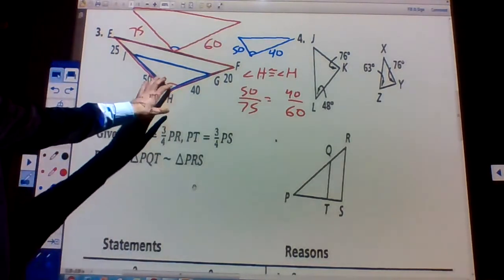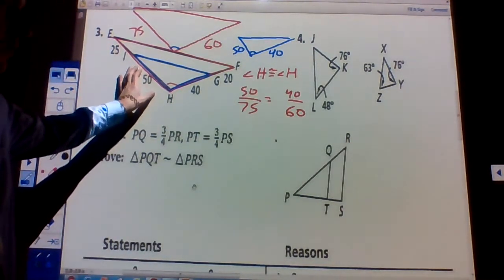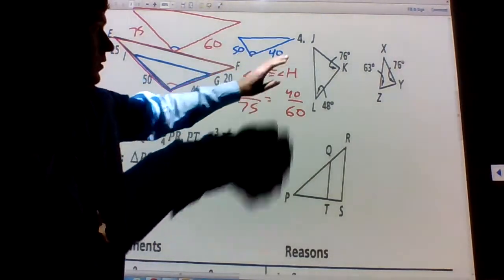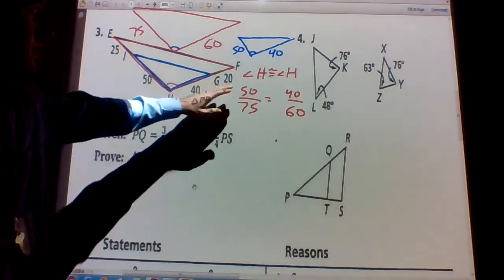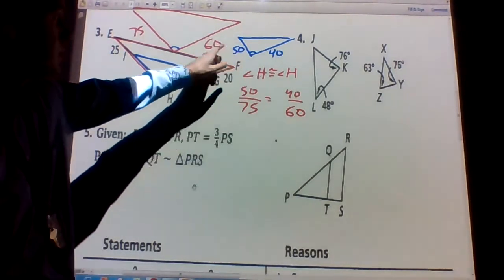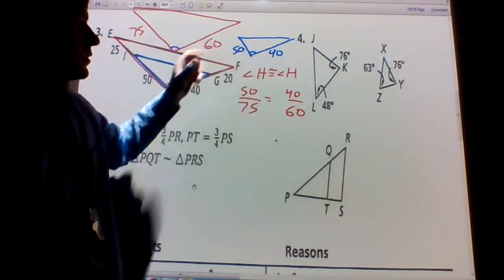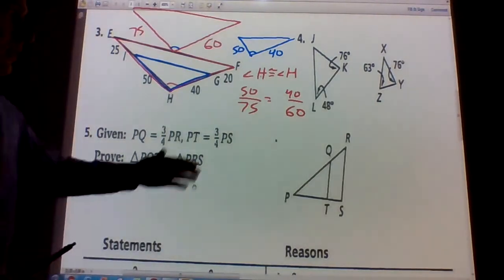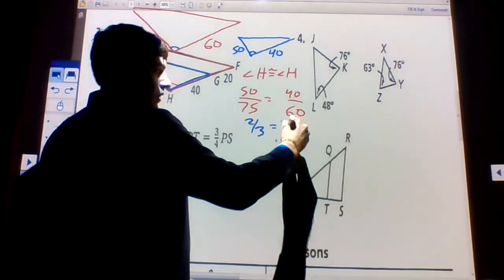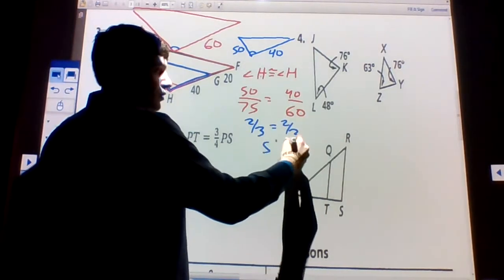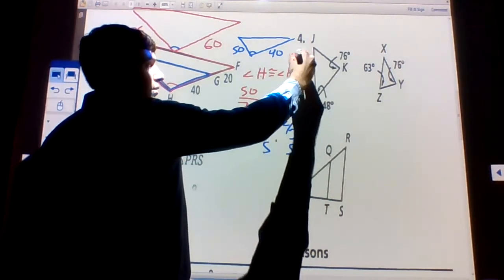So if you redraw them, the side lengths of the small triangle here are 50 and 40, and the sides of the big triangle, the red one, are 75 and 60. So 50 is to 75 as 40 is to 60. And you put that in the calculator, you can get 2/3 for both of them. So we have two ratios that are equal, one pair of angles.